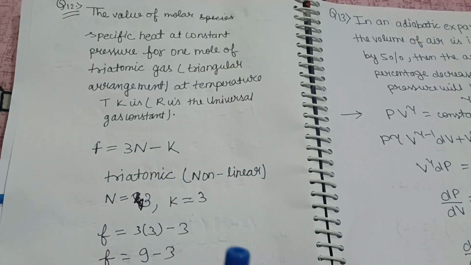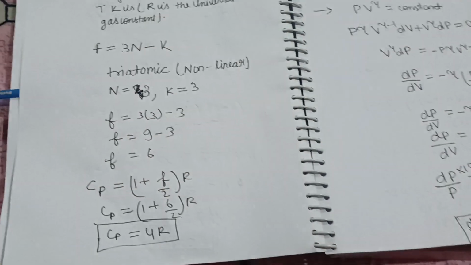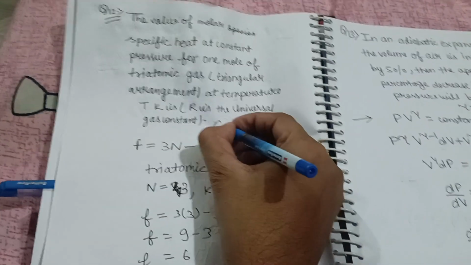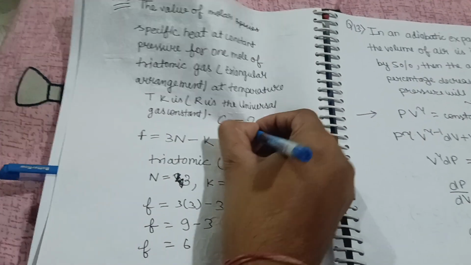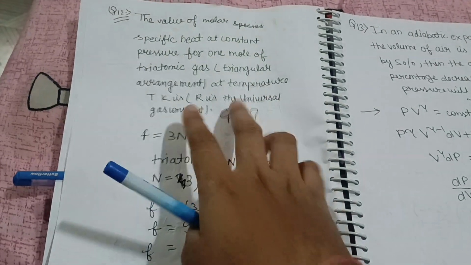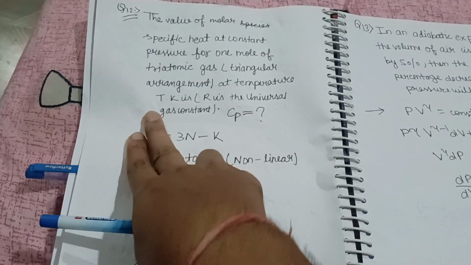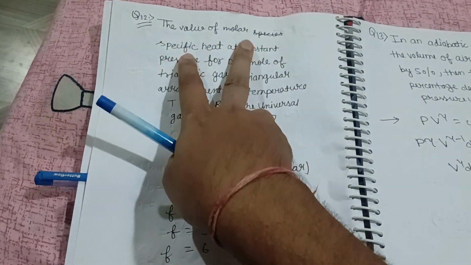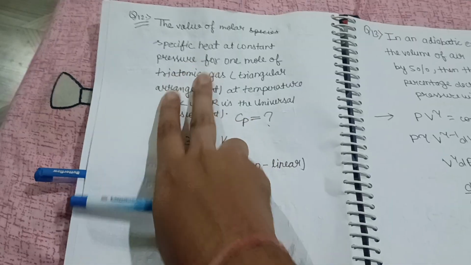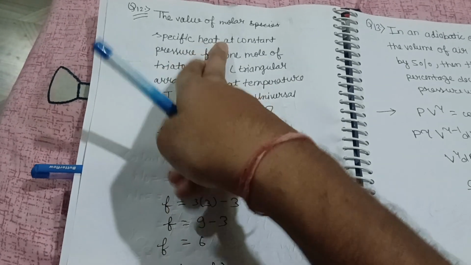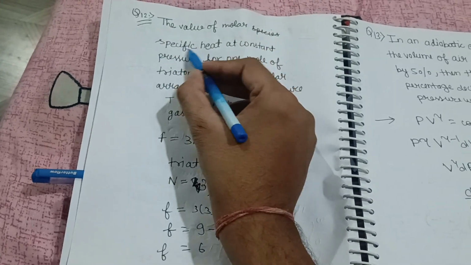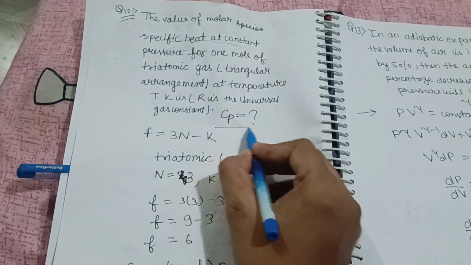Here we have to find the Cp. What is Cp? I actually forgot to write it, but we have to find the Cp. In the options, the Cp is given. The value of the molar specific heat at constant pressure, Cp, is also mentioned there. This is showing the specific heat at constant pressure. This is talking about Cp.